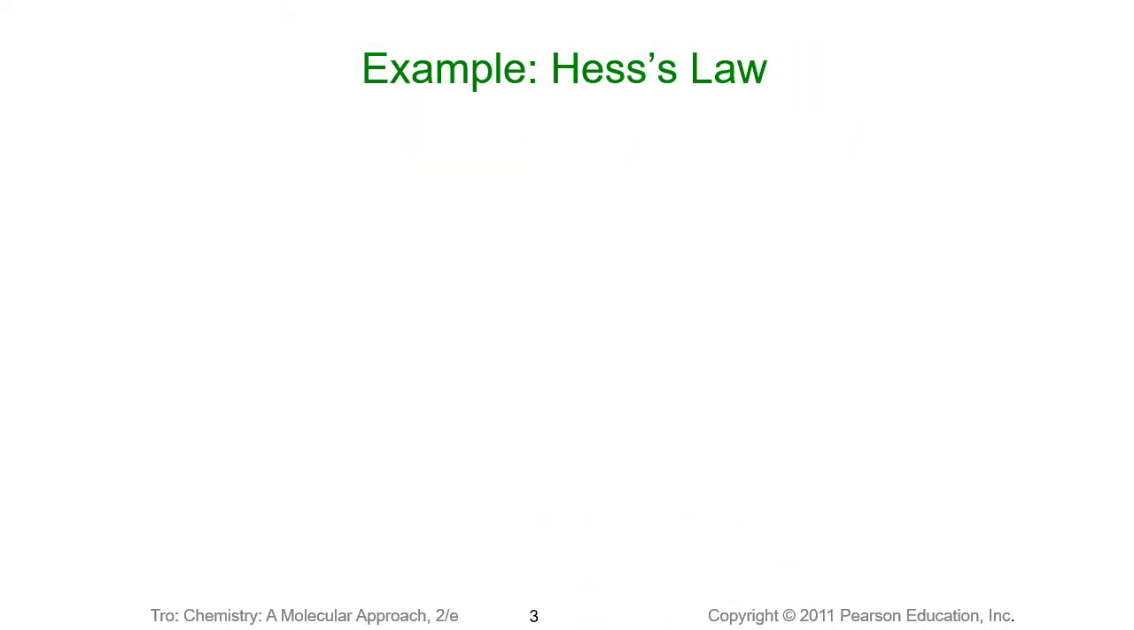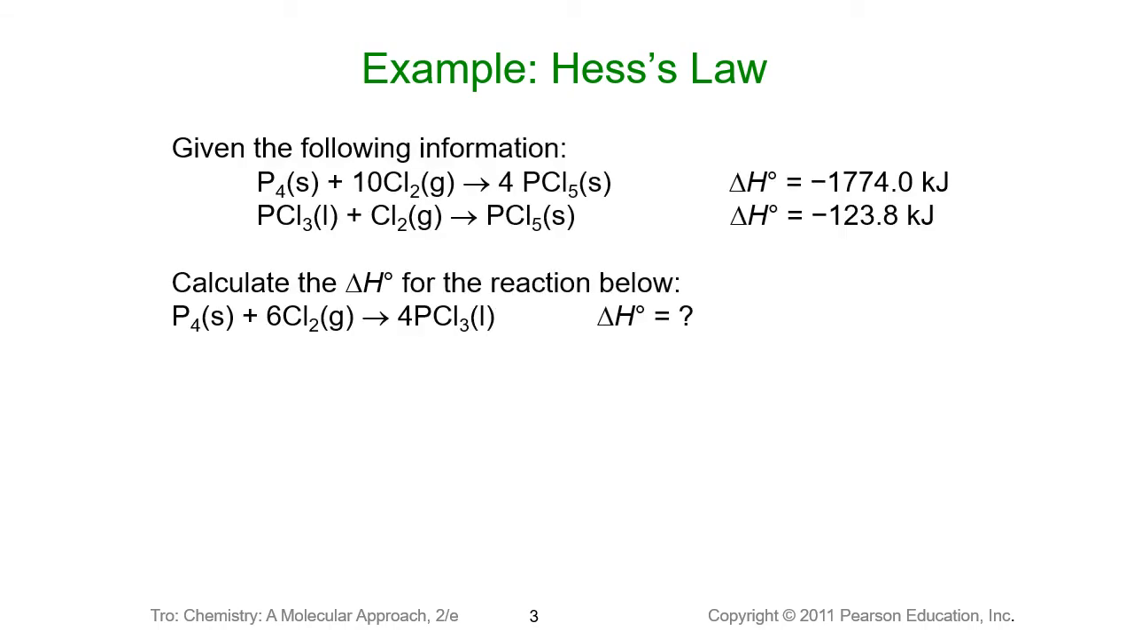Let's look at an example using Hess's law. We are given two chemical reactions with their enthalpies. We're given a third chemical reaction that we're trying to calculate the enthalpy for. So when I approach these problems, I look for something that is unique in the reaction that we're trying to make and in only one of the reactions we're given. So an example of this would be the P4. The P4 is only in that first chemical reaction.